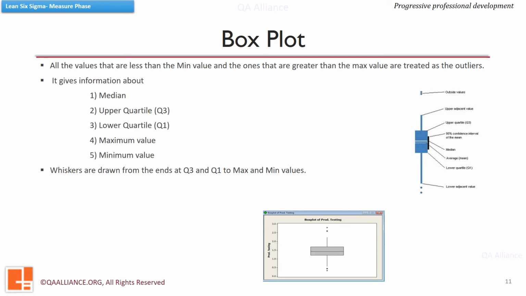Box plot helps in getting information on median, Q3 or upper quartile, Q1 or lower quartile, and minimum and maximum values. The interquartile range is the length of the box and can be determined by subtracting lower quartile from upper quartile.